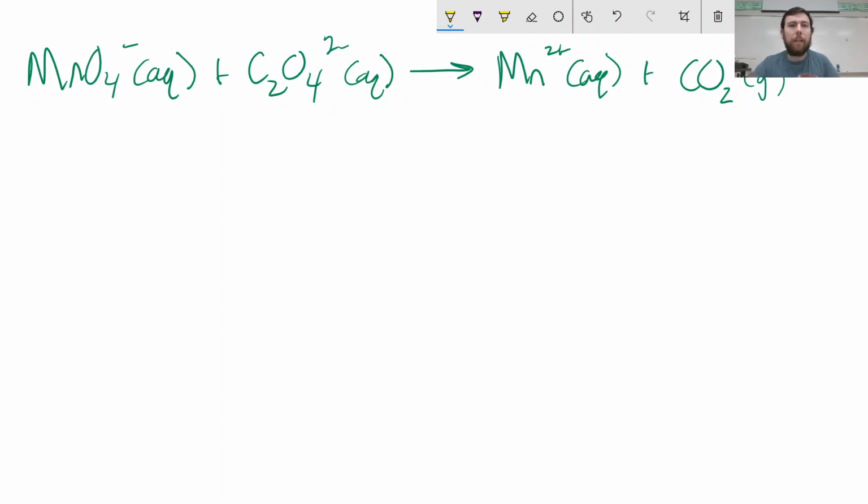Now, for me personally, I like working with things that are kind of the simplest to work with. So I see automatically over here on the product side, I've got a monatomic ion. So that means that the manganese 2 ion has an oxidation state, or an oxidation number, of +2.